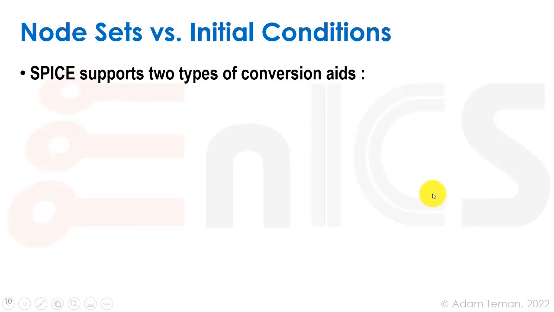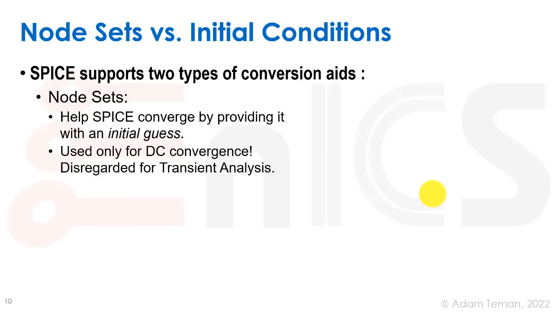Just as a final reminder, SPICE supports two types of convergence aids. One is called node sets. Node set helps SPICE converge by providing it with an initial guess. I actually did a lecture on how SPICE works behind the scenes, and I uploaded it to my YouTube channel, so you can look at that and understand much better what node sets exactly do.